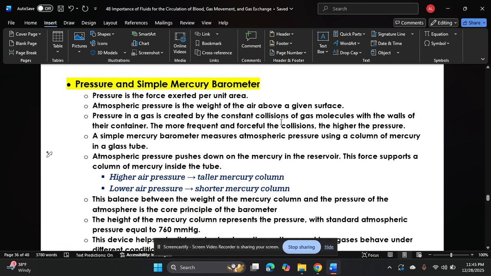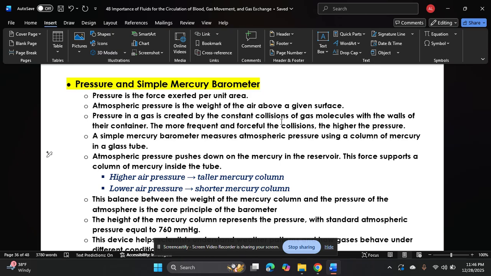Pressure and a simple mercury barometer. Pressure is the force exerted per unit area. Atmospheric pressure is the weight of the air above a given surface. Pressure in a gas is created by the constant collision of gas molecules with the walls of their container. The more frequent and forceful the collisions, the higher the pressure.